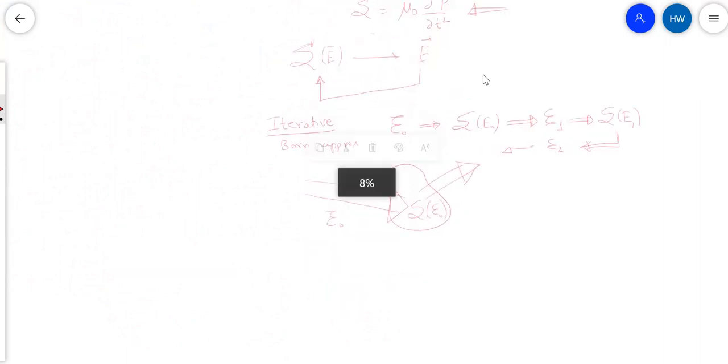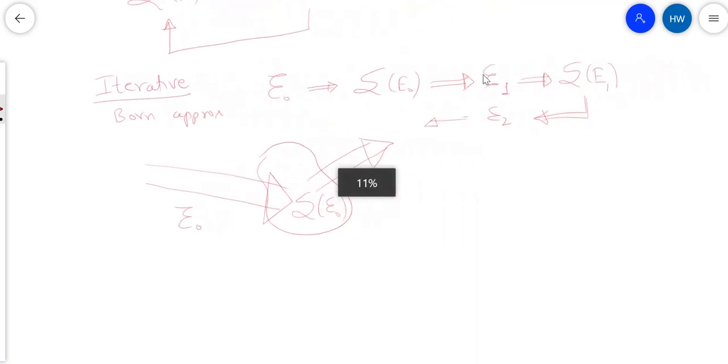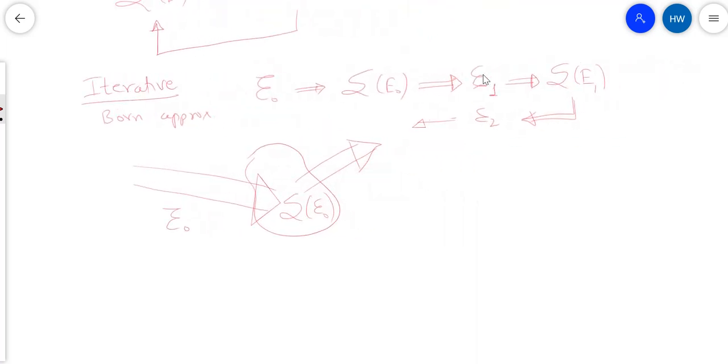So think of it pictorially. This is my medium. I come in with the applied field E0. Here I calculate the source term, which depends on E0. This in turn generates for me E1. And to this level, this is what is called the first Born approximation. Of course, one can do a more exact theory, and I will give you a glimpse of that coupled theory later. But in a sense, let me just first do it in a perturbative manner.